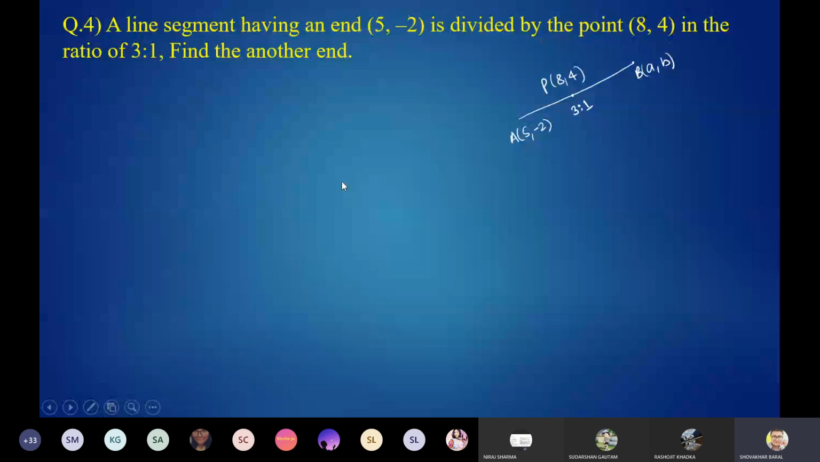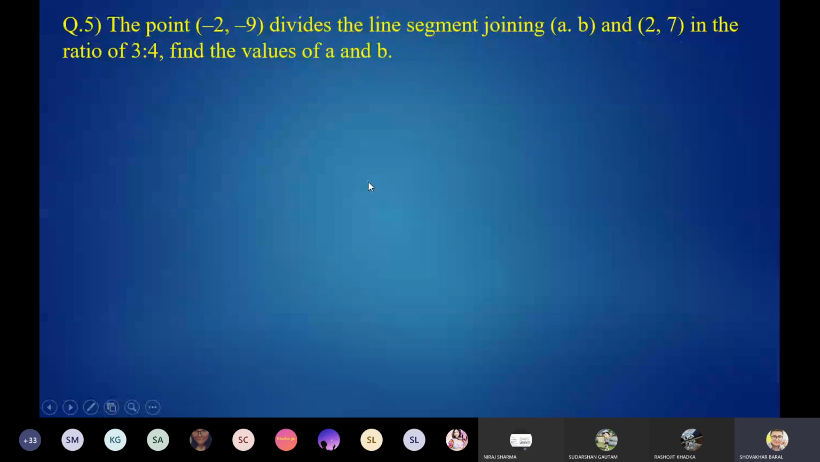Okay. See this question. The point minus 2, minus 9 divides the line segment joining A, B and 2, 7 in the ratio 3:4. Find the value of A and B. Sometimes this may be asked in this way also. अब हेर यहाँ चाहिँ A, B भनेर भन्दै नि हैन, but in the earlier question it was not said like that. Solve this question right now.